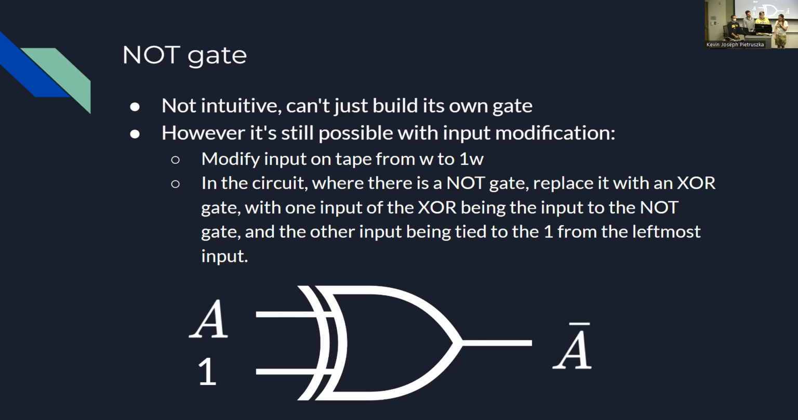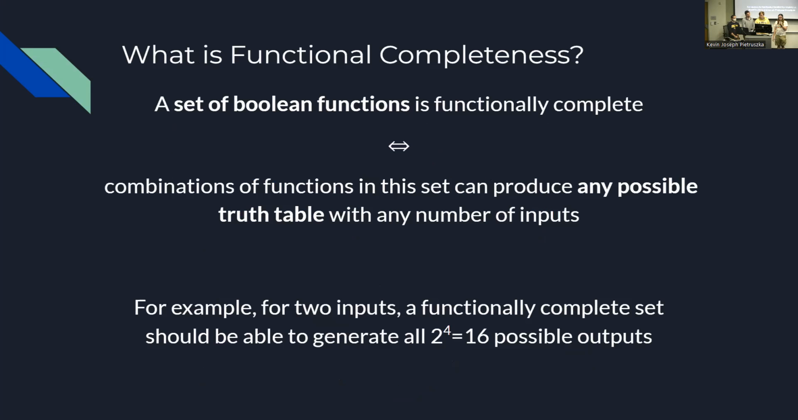And so from that, we can start to approach the idea of functional completeness. The overall concept is that a set of Boolean functions is functionally complete if and only if a combination of functions in this set can produce any possible truth table with any number of inputs. So essentially, this allows us to build a truth table for any possible problem that a Turing machine could ever see. For example, for 2 inputs, a functionally complete set can generate all 2 to the 4, or 16, possible outputs.